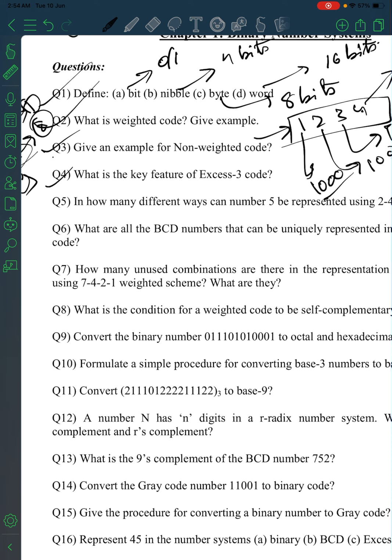The XS3 feature: if you take a 9's complement, like 1's complement, 2's complement, there is a 9's complement. For the 9's complement, the excess code will be just replacing the zeros and the ones. If you do a simple example, then you will get to understand how it actually works. So it's just a simple thing.